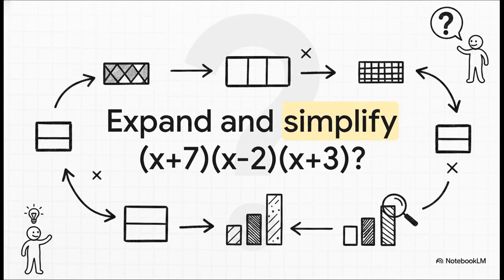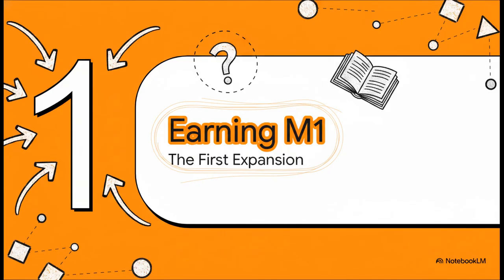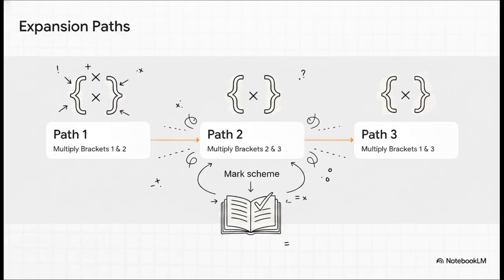Just 3 linear brackets. It seems straightforward enough, but we're going to literally dissect the chronological process of solving this step by step to see exactly what the examiners are hunting for. Okay, first up, earning M1, the first expansion. Now you actually have 3 completely distinct paths to kick off this problem. It depends entirely on which 2 brackets you decide to multiply together first.